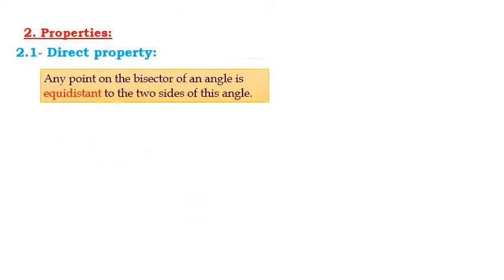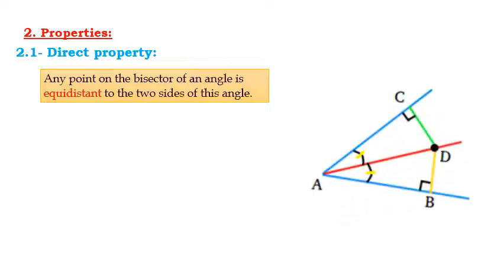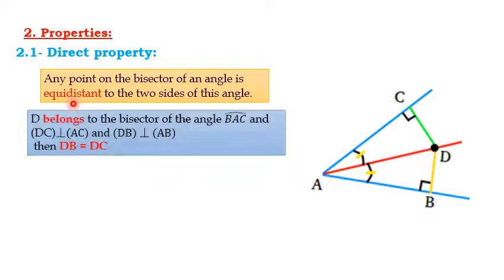What are the properties? The direct property says that any point on the bisector of an angle is equidistant to the sides of this angle. Equidistant means having the same distance.